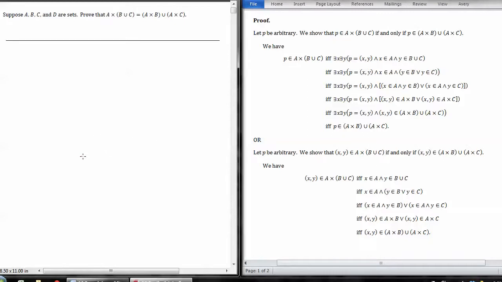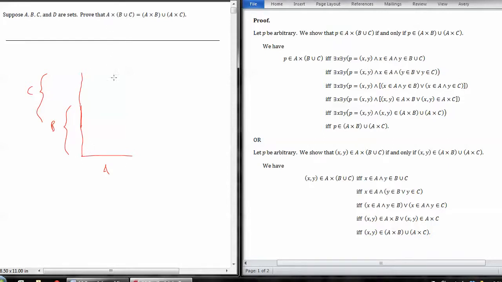So let's represent A by just a line segment like that, and B by another line segment in a different direction. So that's B. And then C by another line segment. I'm going to be doing B union C, so maybe I'll make them overlap a little bit. Okay, so this whole vertical line segment is B union C.